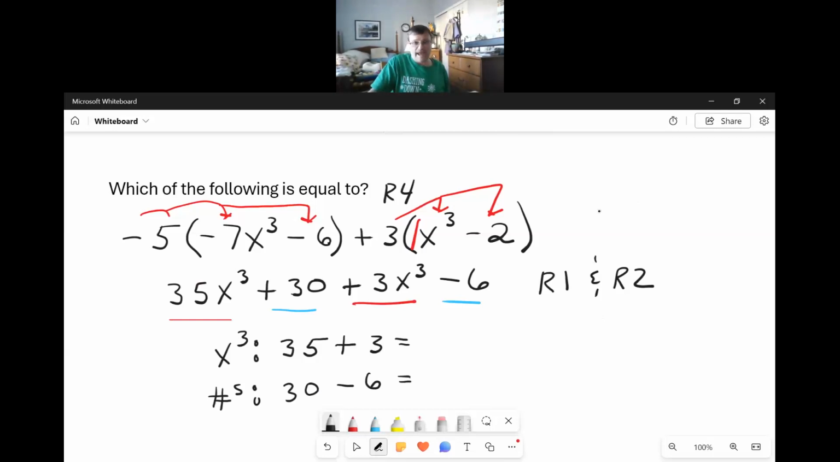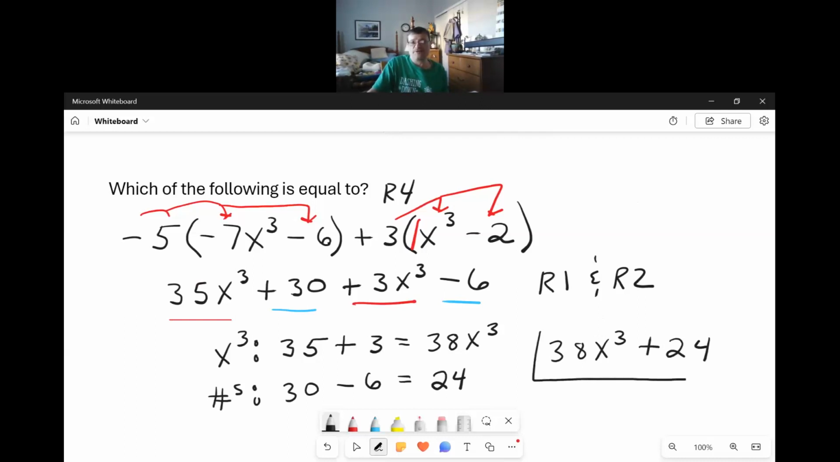Well, 35 plus 3 is 38. So we got 38x to the 3. And then 30 minus 6 is 24, just ordinary subtraction. So 38x to the 3. 24 is positive, put that plus 24 there. And you have a drum roll, you have a final answer, just like that.